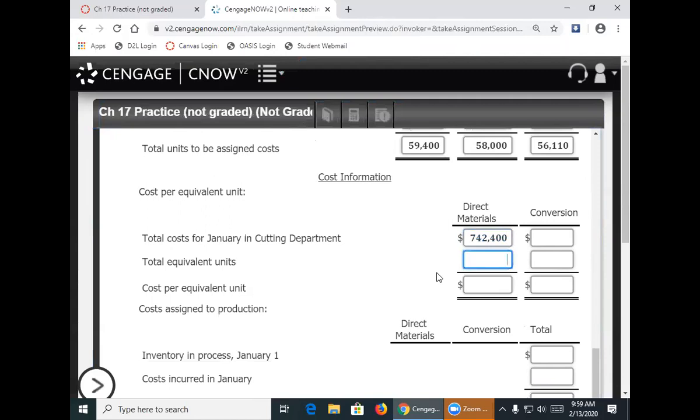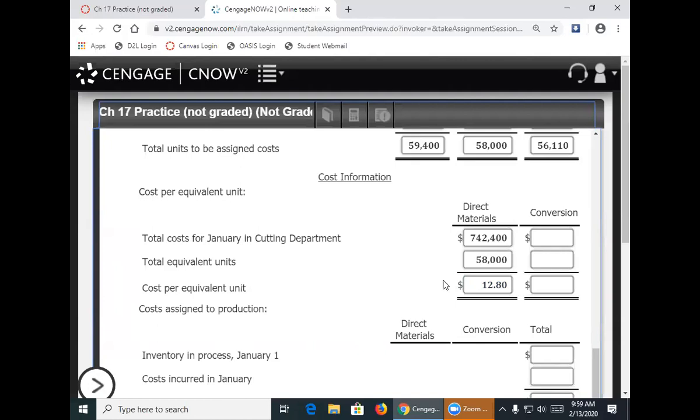And then we take our 58,000 equivalent units that we calculated. How do I calculate a cost per equivalent unit? Divide. Yeah, good. So what is my cost per equivalent unit for materials? Yeah, $12.80. Very good. So I just divided to get a cost per equivalent unit. That's the number we're going to use to assign costs in our beginning inventory, started and completed, and ending inventory.